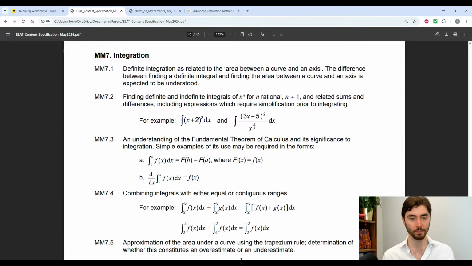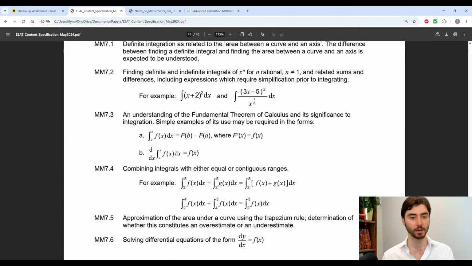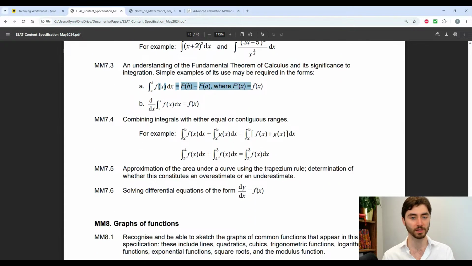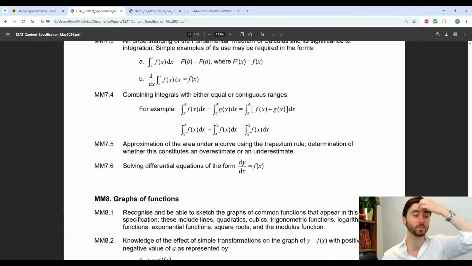So that's 7.1. 7.2 we've talked about. We've talked about how to do definite integration. This B is just the fact that integration is the opposite of differentiation and vice versa. Combining integrals we need to talk about.